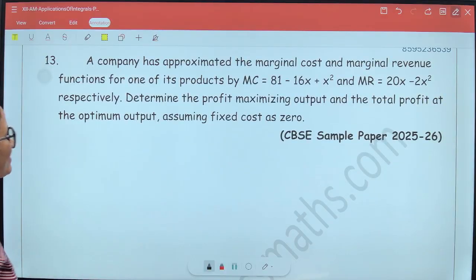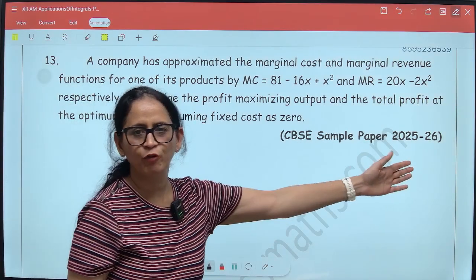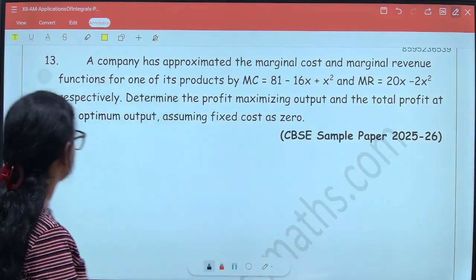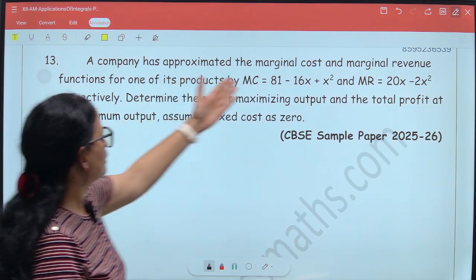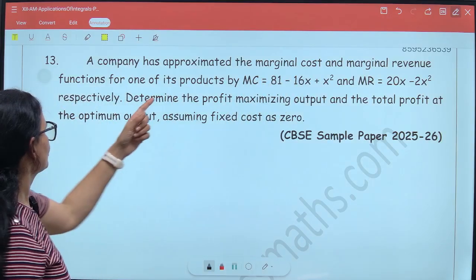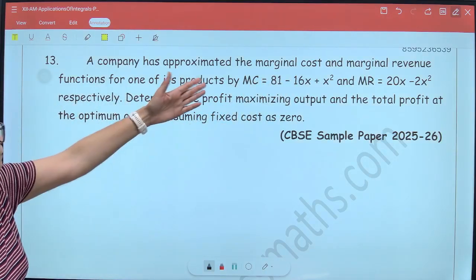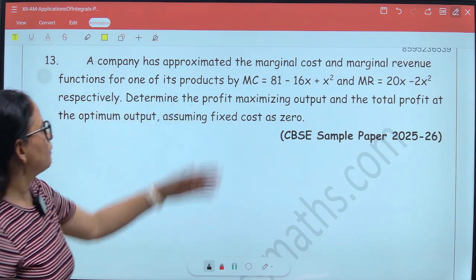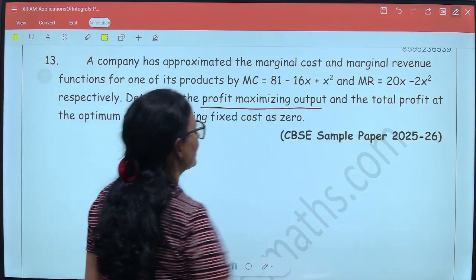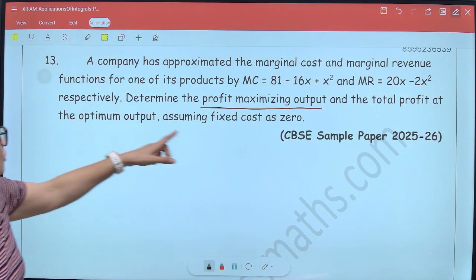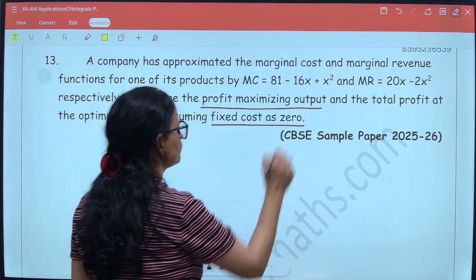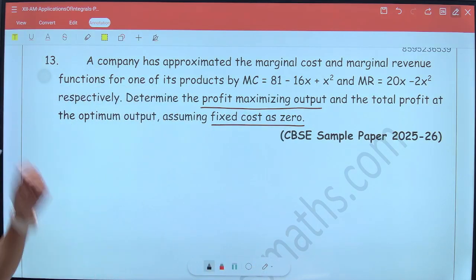Now this question is part of the CBSE sample paper for the year 2025-26 and it uses the concept of both differentiation and integration. So let's see. A company has approximated the marginal cost and marginal revenue functions for one of the products as MC and MR that is given to you. Determine the profit maximizing output and the total profit at the optimum output assuming fixed cost is 0. So how do we solve this question?